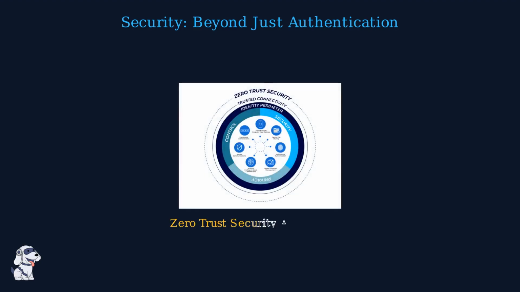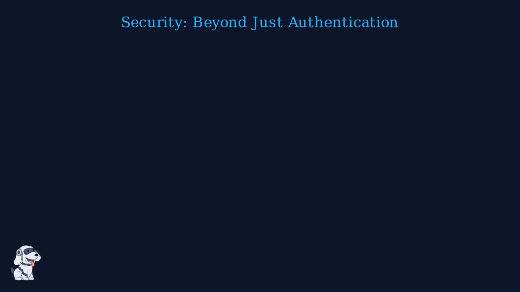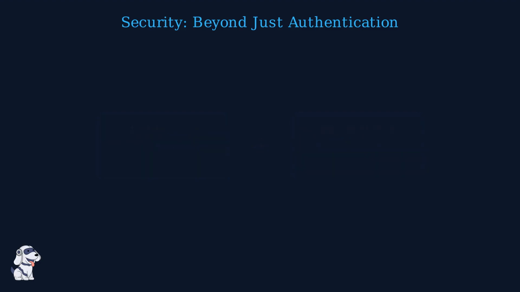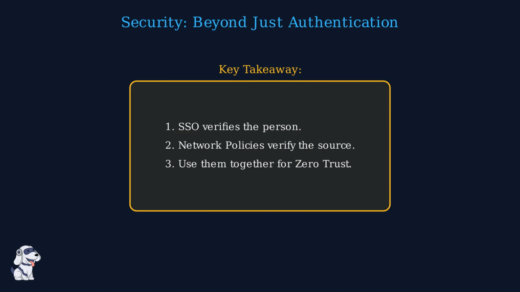This brings us to the concept of zero trust. It is a framework where we verify every single access request, treating every connection as a potential risk. SSO handles the identity layer, but Snowflake network policies define the trusted perimeter. By pairing SSO with IP whitelisting or Private Link, you create a robust, layered defense. Always remember, authenticate the user, but enforce the network. Combining these two controls is the gold standard for securing your data in Snowflake.